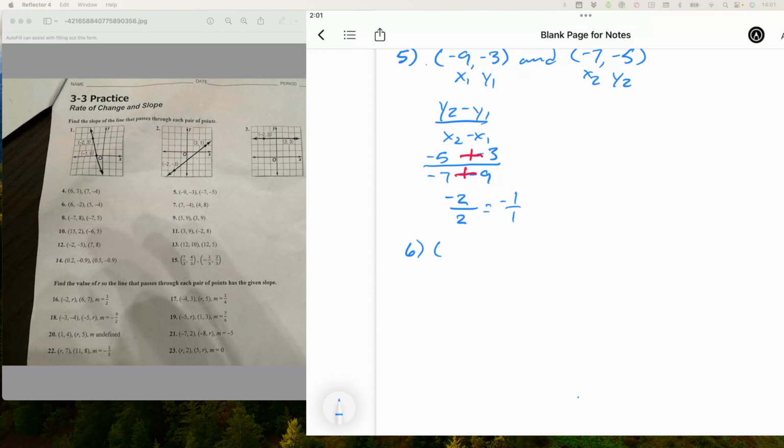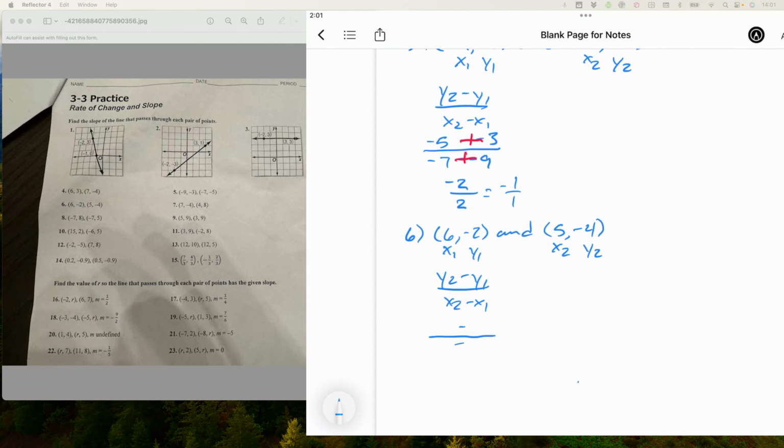6, negative 2, and 5, negative 4. x1, y1, x2, y2. y2 minus y1 over x2 minus x1.